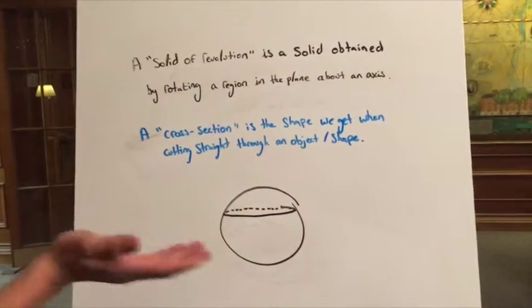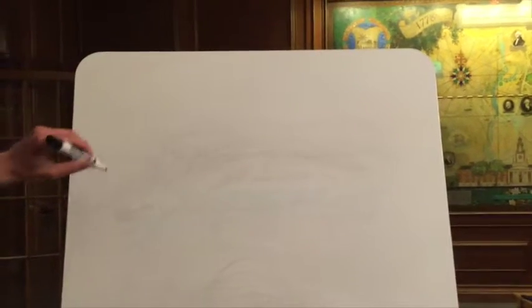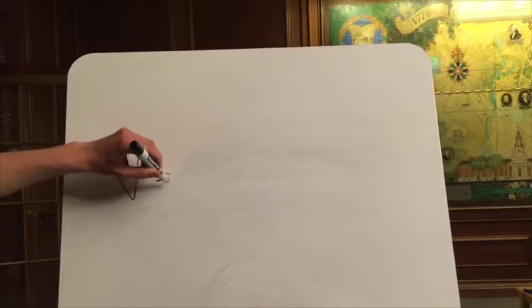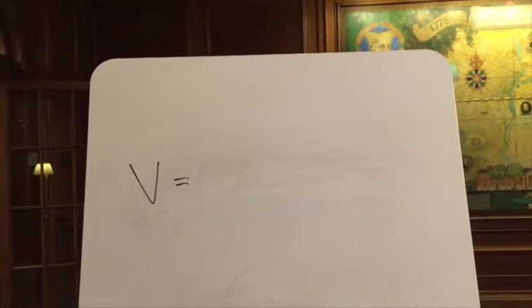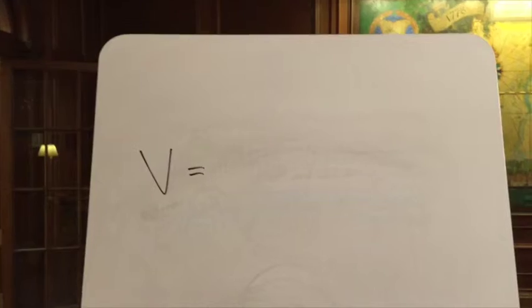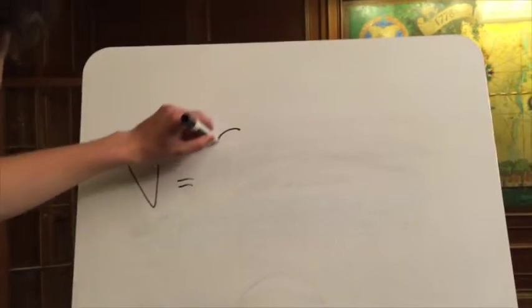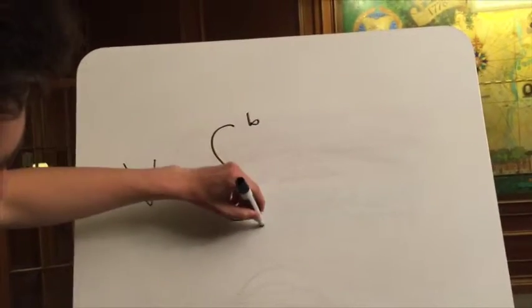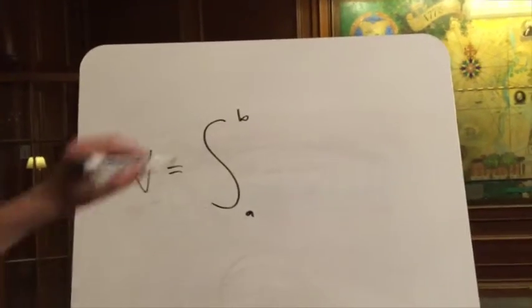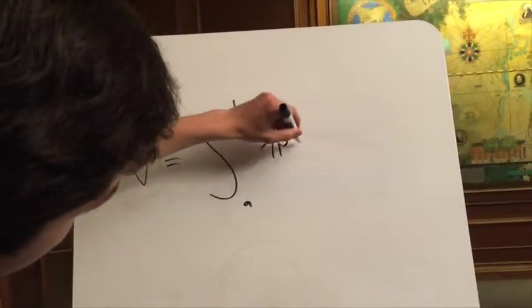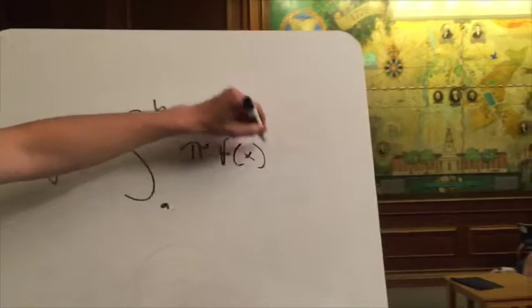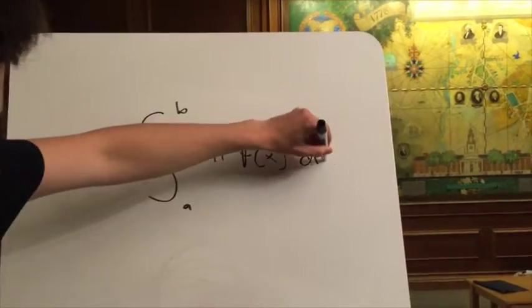It's important to remember that we know from section 6.2 that the total volume V is equal to the integral of cross-sectional area. Therefore, V equals the integral from B to A of pi f of x squared dx.